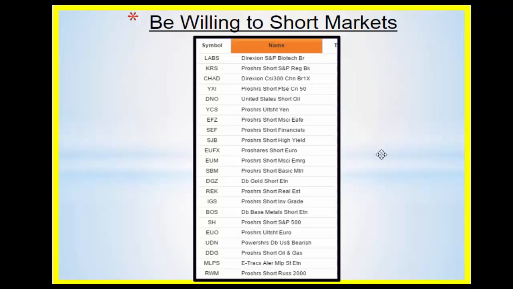Like, what is the strongest looking chart? What is the strongest looking sector? What is breaking out? And then I buy it, right? That's my short right here.